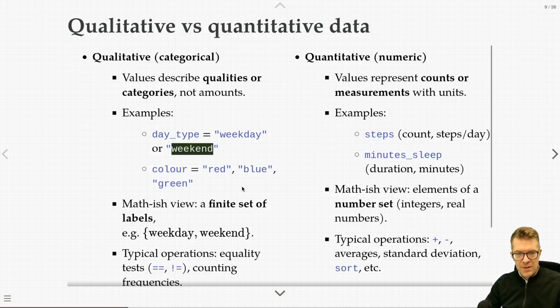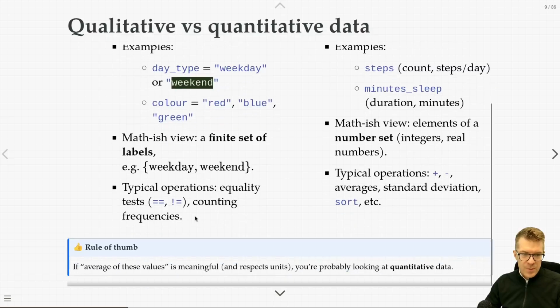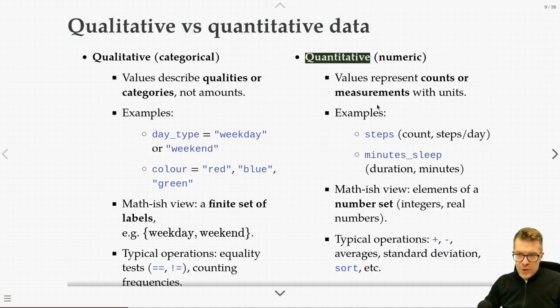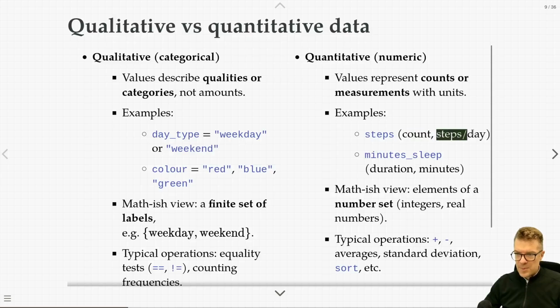So it's a count of this label in a data set. That's somewhat of a different use case. On the other hand, we have quantitative. So quantitative values actually do represent counts directly or measurements directly. So this could be steps. So this is a count or steps per day, like some kind of ratio. It can be minutes of sleep. This can be a duration. The unit will be in minutes.